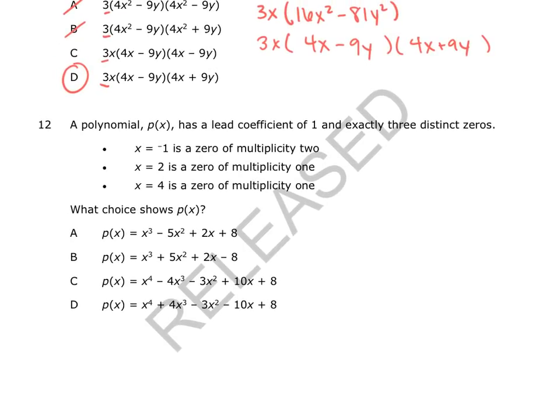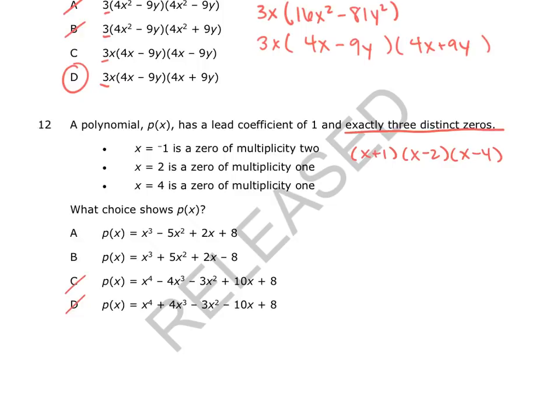Number 12. We have a leading coefficient of 1 and 3 distinct zeros. So if I'm doing this algebraically, I'm saying I've got to have factors x plus 1, x minus 2, and x minus 4, and I need to multiply those to get my answer. It says it has exactly 3 distinct zeros, which means it's got to be an x cubed function.